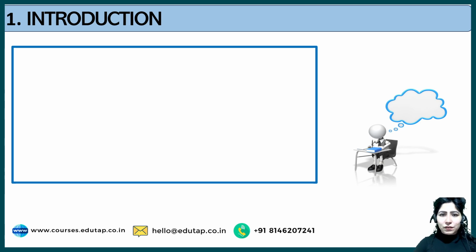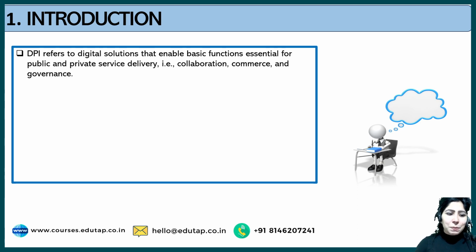So whatever services, whatever apps, whatever gadgets you're using, that is a part of some infrastructure, and that is digital infrastructure. When it is made available to the public, when it is in the public domain, then that is known as digital public infrastructure. So DPI refers to digital solutions that enable basic functions essential for public and private service delivery, that is collaboration, commerce, governance. So include your Amazon in it, include your Arogya Setu apps in it. Every app that is providing you with digital governance in the digital format.